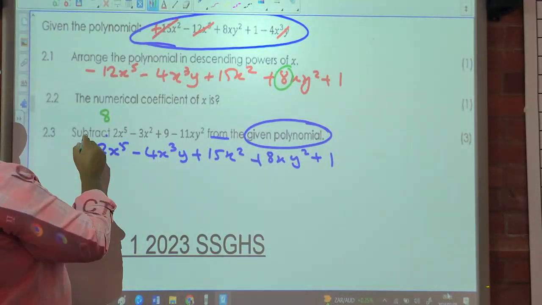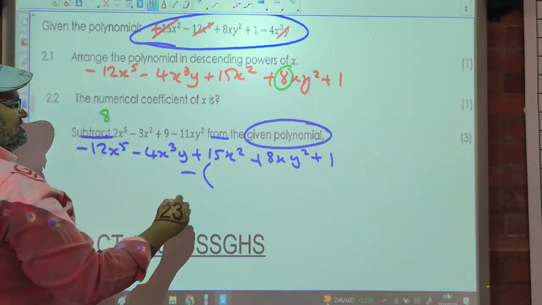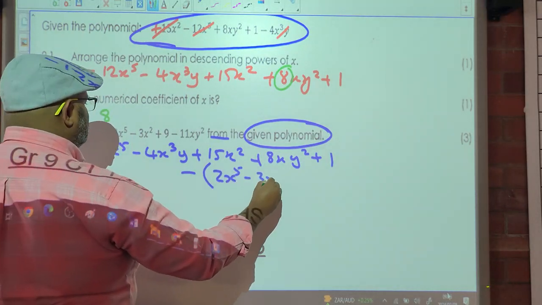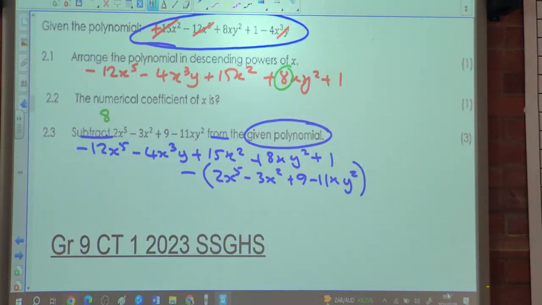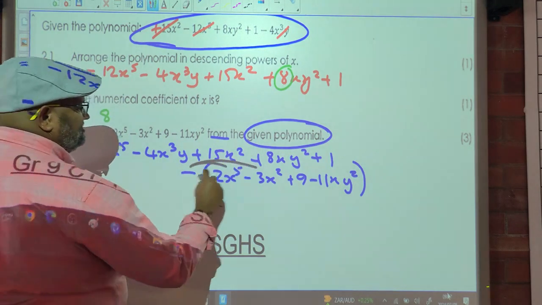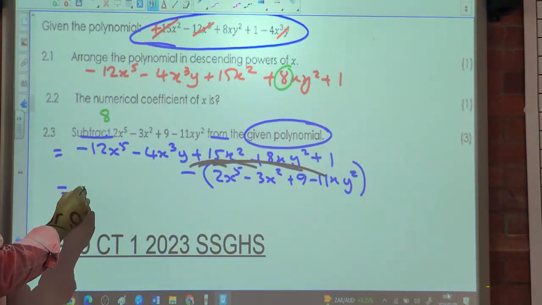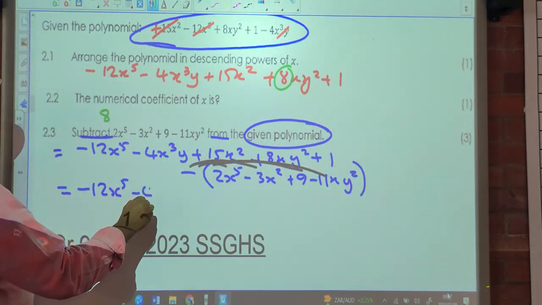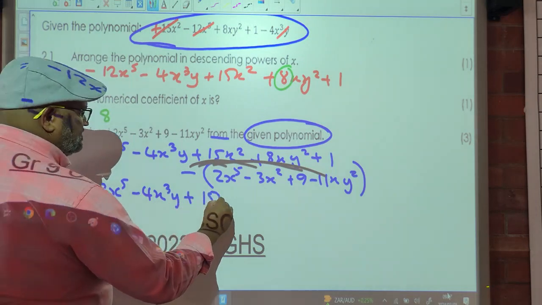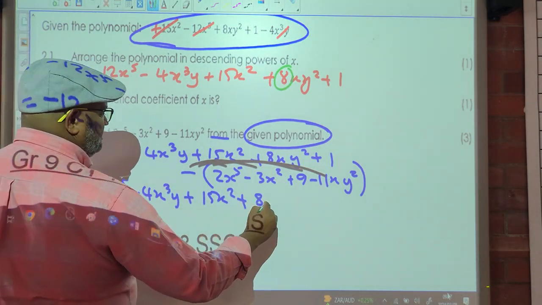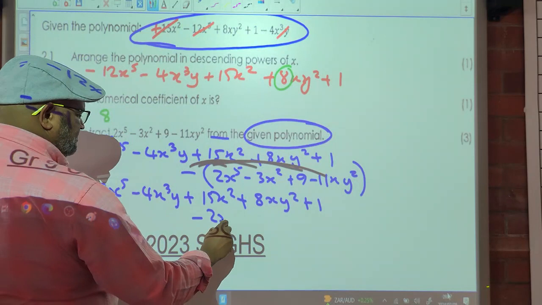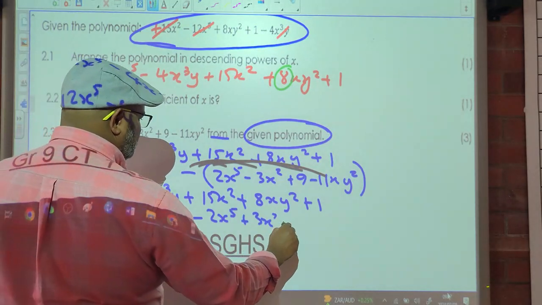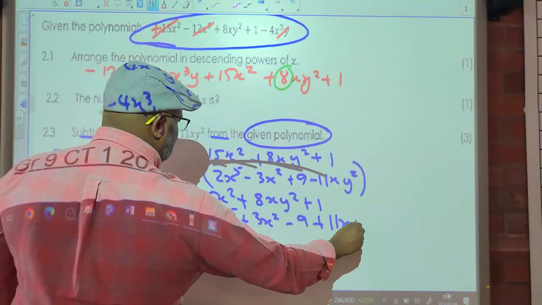Okay? Subtract, so this must be minus, in brackets, 2x to the exponent 5 minus 3x squared plus 9 minus 11xy squared. You all agree with that? So what do I do now? Get rid of this bracket here. Multiply this negative in. Okay, so let's do it together. Negative 12x to the 5 minus 4x cubed y plus 15x squared y, sorry, plus 8xy squared plus 1. Carry on. Minus 2x to the 5 plus 3x squared minus 9 plus 11xy squared.